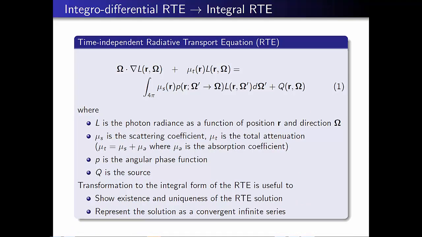So here's the RTE. You've seen it many times, but just to give terms here, we've got L, the radiance. Mu s is the scattering coefficient, mu t is the total attenuation, P is the angular phase function, and Q is the source. And the reason why we transform to the integral form is for two reasons. You can show existence and uniqueness of the solution, and you can also represent the solution as a convergent infinite series.